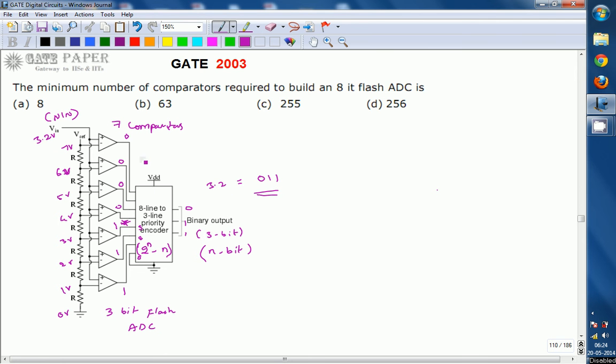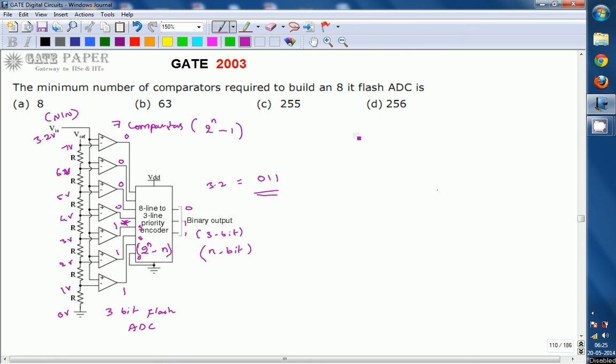So a 3-bit flash ADC requires 7 comparators and an 8 to 3 priority encoder. The input must be connected to the non-inverting terminal of all comparators, and the reference voltage is used with voltage division of equal resistance values, connected to the negative terminal of the comparators. If you choose n bits, then instead of 7 comparators it will need 2 power n minus 1 comparators, so that many levels you have to check.